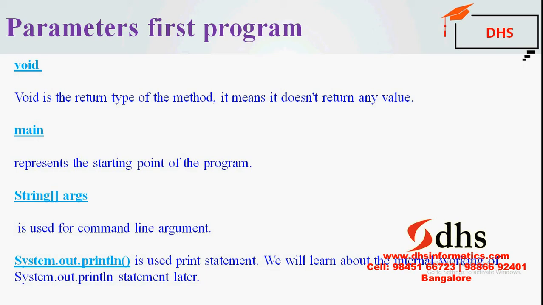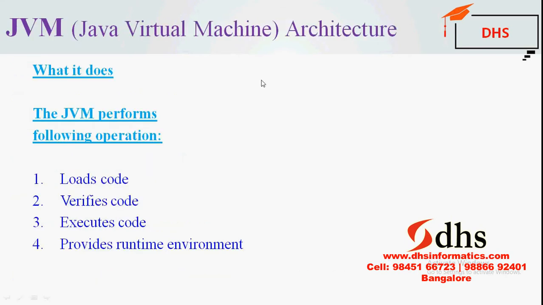And we have main. Main represents the starting point of the program. String args is used for command line arguments. And System.out.println is used to print a statement. Next we have JVM, Java Virtual Machine. The operations it performs are: it loads the code, verifies the code, and executes the code from the environment.